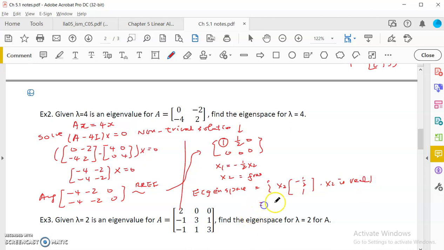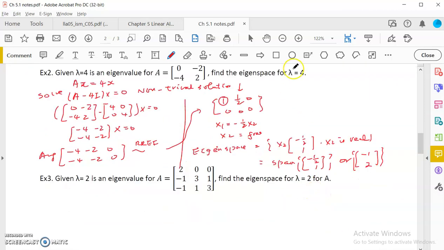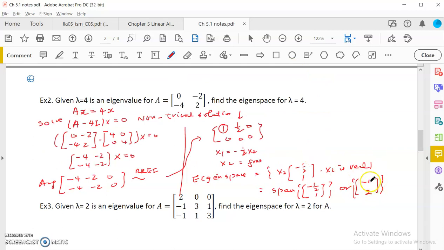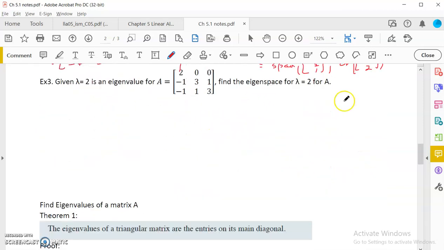And that means it is the span of what? Span of negative 1/2, 1. And if you want to use integers, you can say span of negative 1, 2, multiplied by 2. So either way is fine. This is the eigenspace for lambda equal to 4. Any vector of this form, multiples of negative 1/2, 1, would produce 4 times that vector after you transform it with A. That is the meaning of an eigenvector or eigenspace.